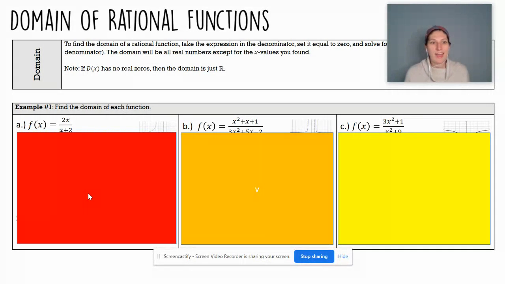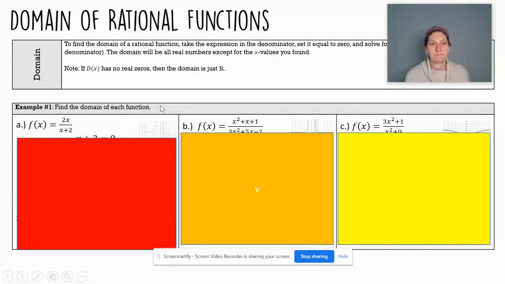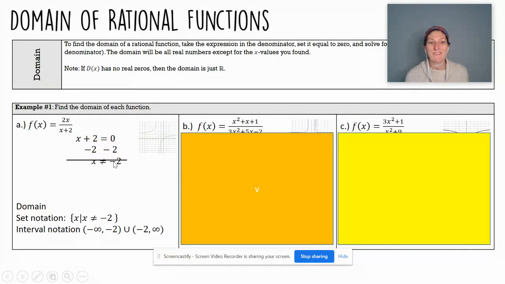Okay, so for part A, here's the first equation. It is 2x over the quantity x plus 2. And we just want to find the domain. So all you need to do is set the denominator equal to 0 and solve for x. So if I do that, I have x cannot be negative 2.